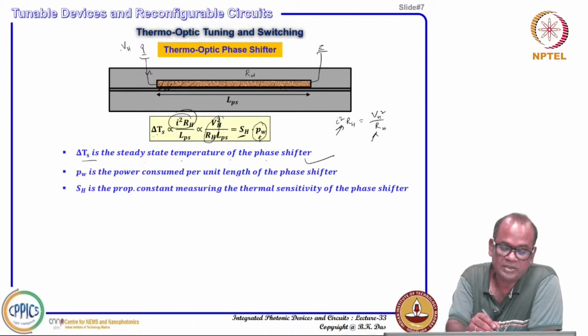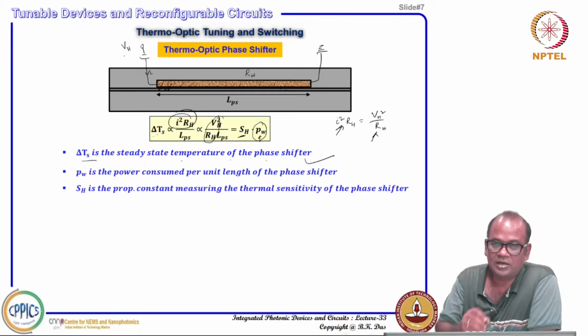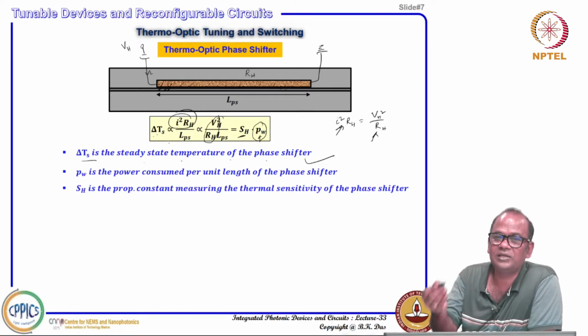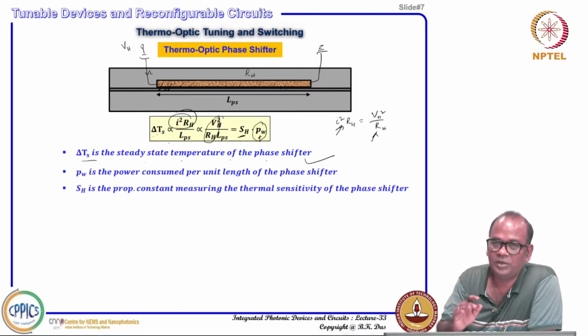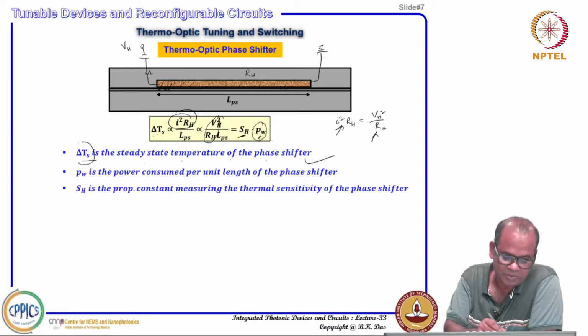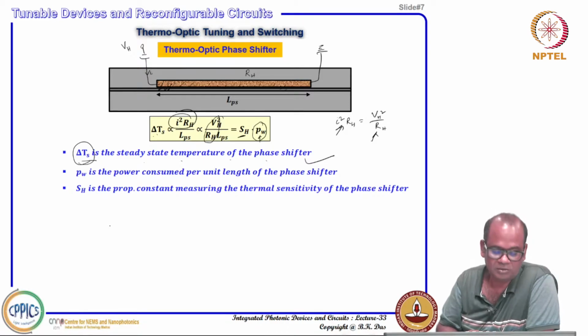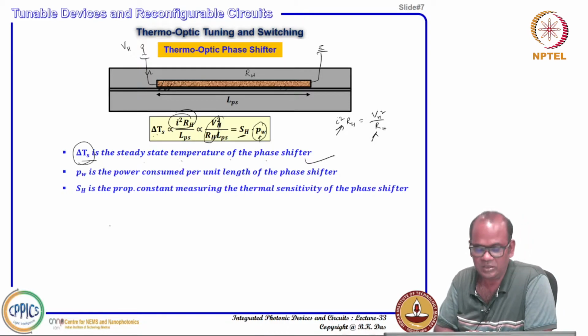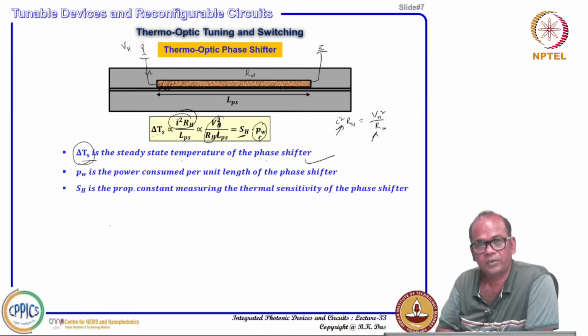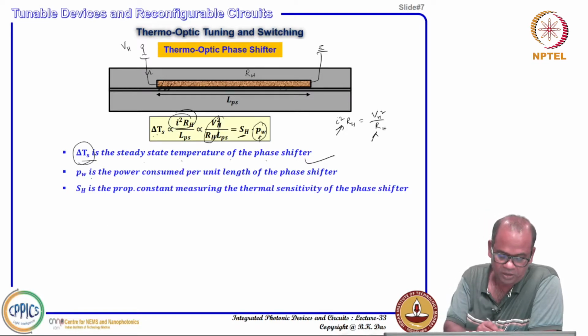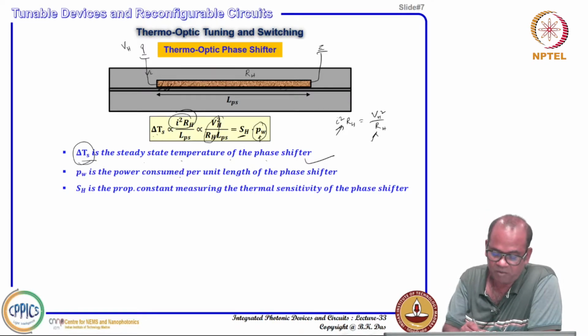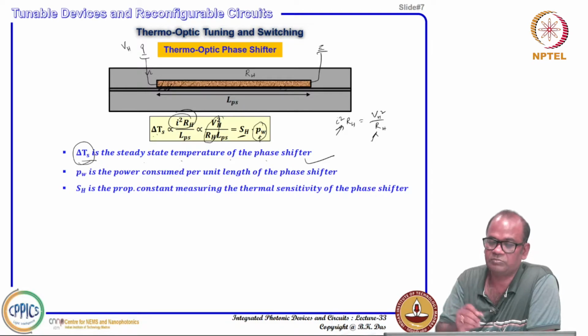That means you are applying a DC voltage or DC current source, then whatever temperature rise happens starting from the beginning to a certain steady state condition, we say that delta Ts amount of temperature rise is happening. Okay. So, Pw, as usual I mentioned, is the power consumed per unit length of the phase shifter.